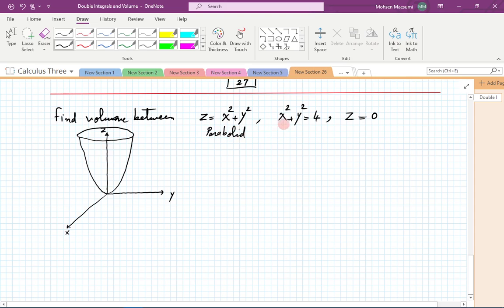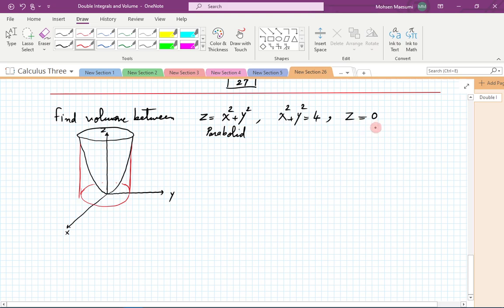How about the other one? x squared plus y squared equal to 4. Well, of course, on a plane, this is a circle of radius 2. But in space, what is it? In space, of course, it is a cylinder. You remember that from the beginning of the semester. So this is a cylinder.